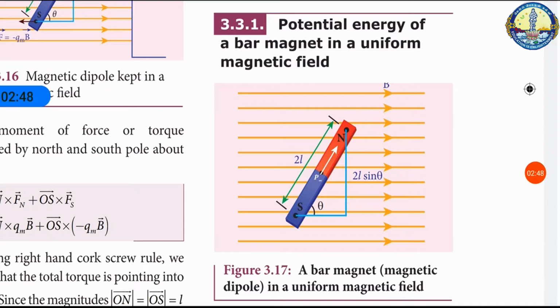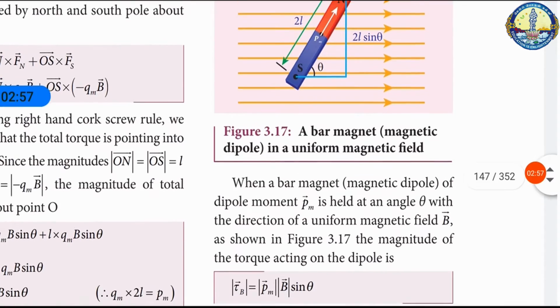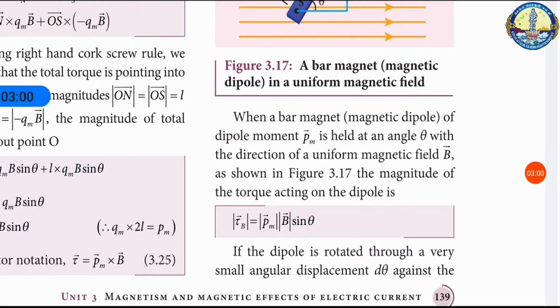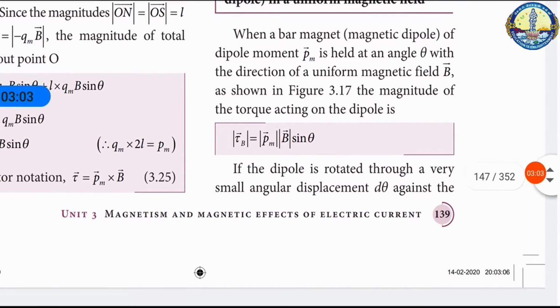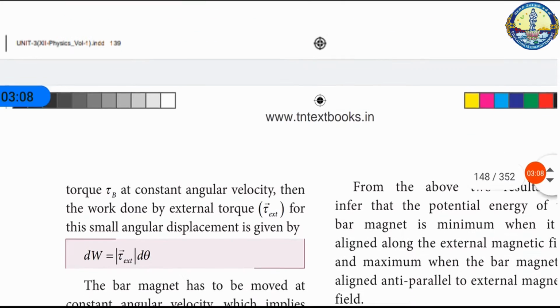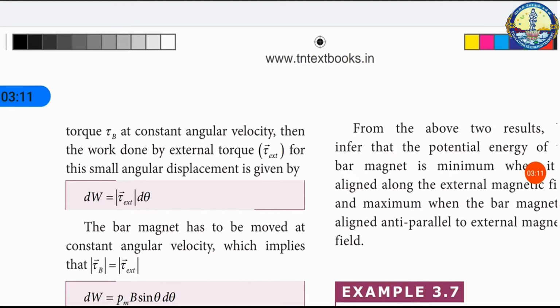That means if you keep a bar magnet in a uniform magnetic field at an angle, after being experienced by the magnetic field, that bar magnet will move through a certain angle of rotation. So that deviation we can mention as the angular displacement d theta. The amount of work done to turn the bar magnet through an angle is dW is equal to torque into d theta. The torque is applied on the bar magnet at a constant angular velocity, which implies that tau B is equal to tau external. So we can write dW is equal to Pm B sin theta d theta.